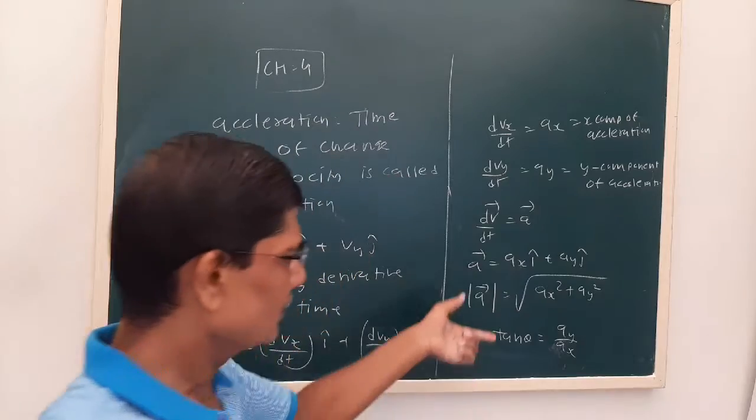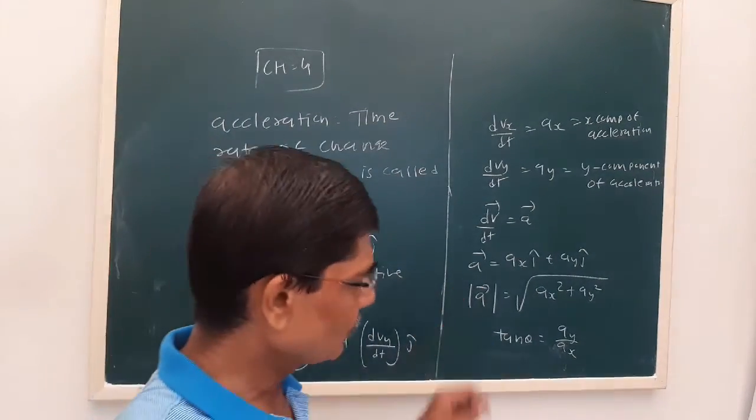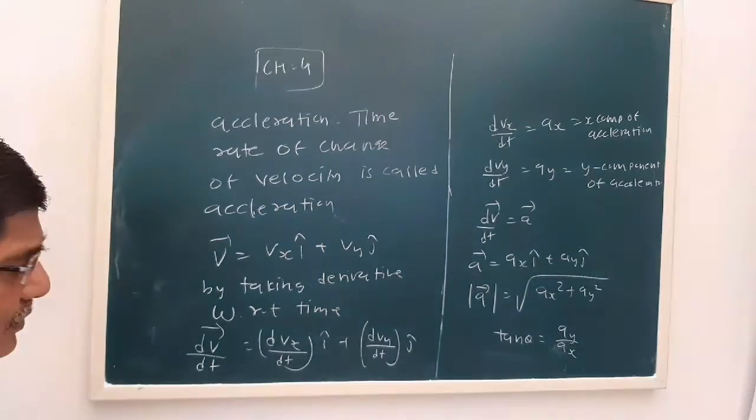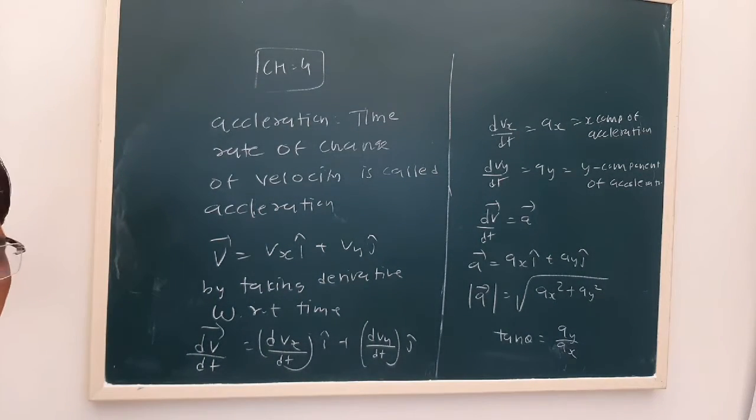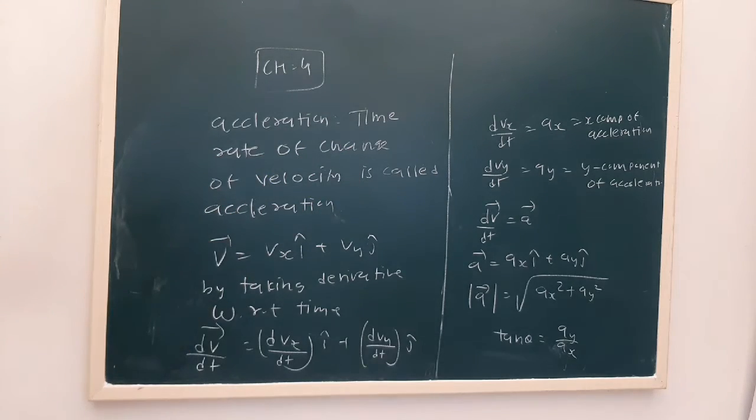Now this part we do not use more, but we should be knowing. So this is about the average velocity and instantaneous acceleration. The time rate of change of velocity is called acceleration.